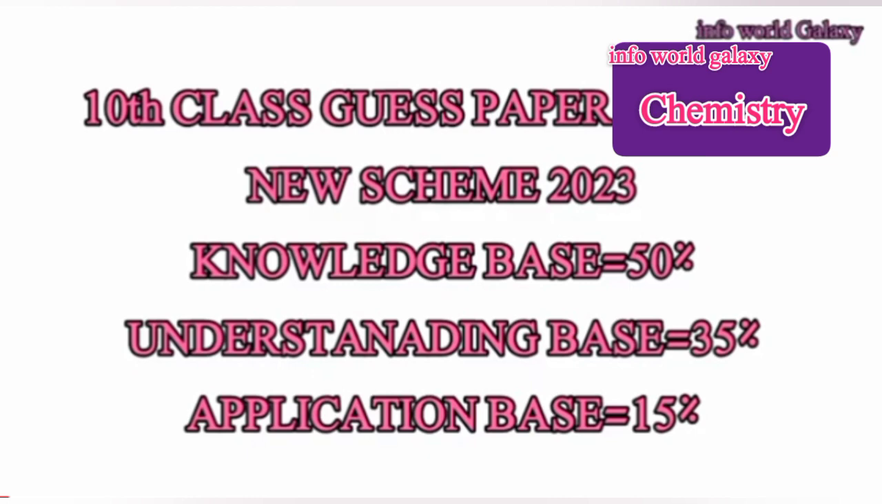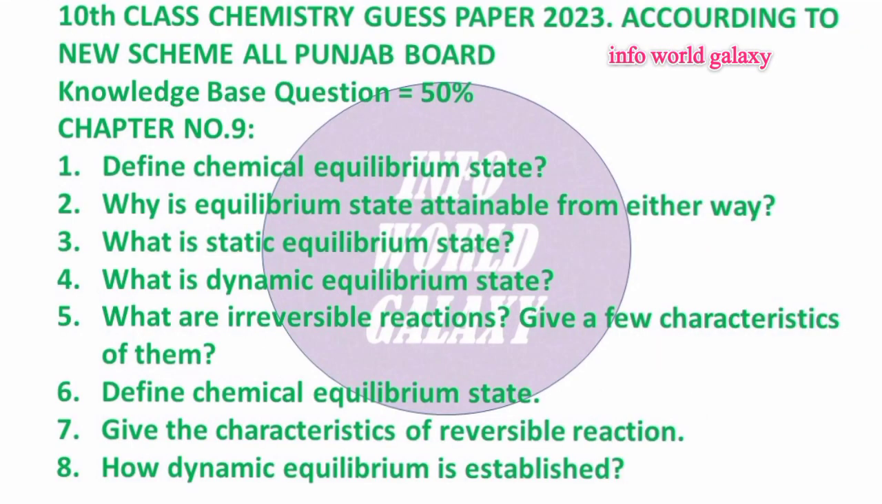New scheme 2023. Knowledge base 50%, understanding base 35%, application base 15%. 10th class chemistry guess paper 2023 according to the new scheme, all Punjab boards, knowledge base questions 50%. Chapter number 9. Question 1: define chemical equilibrium state.